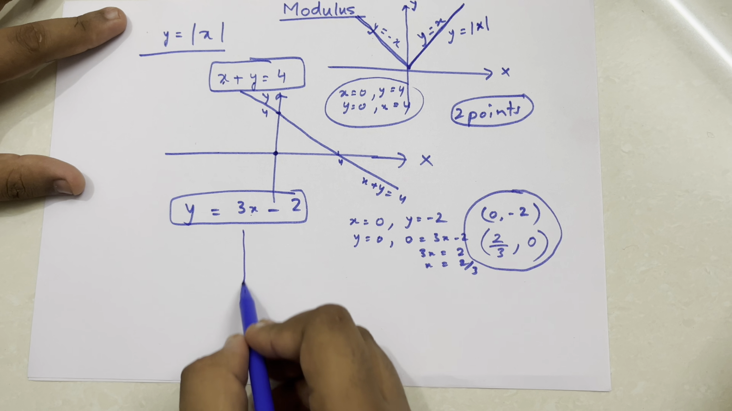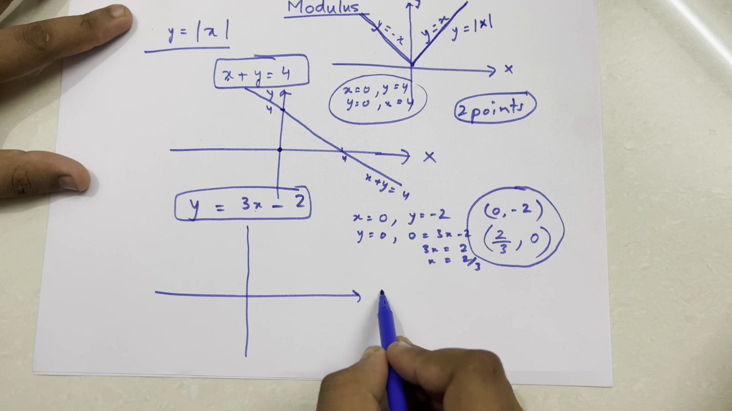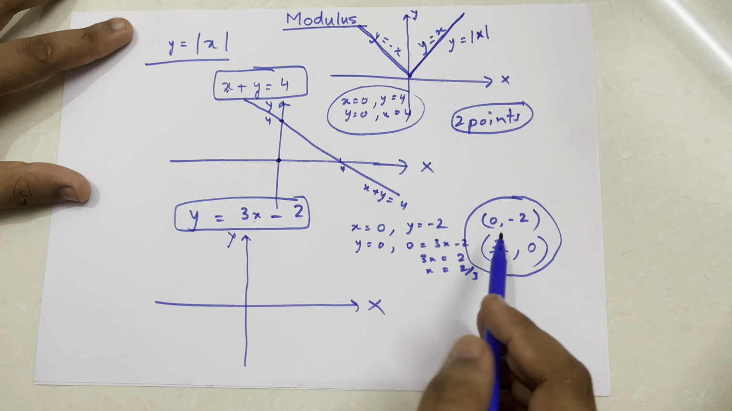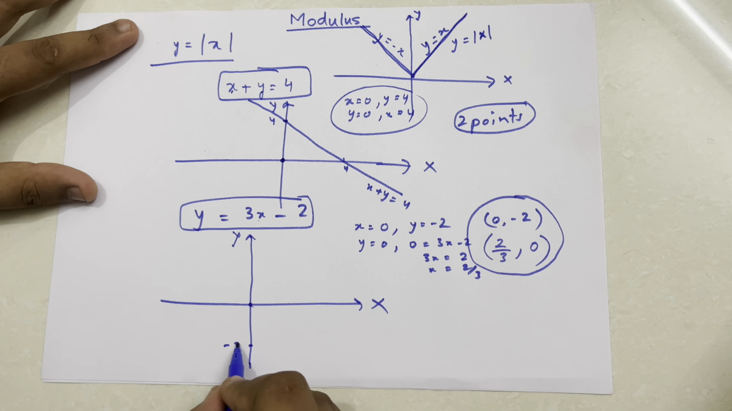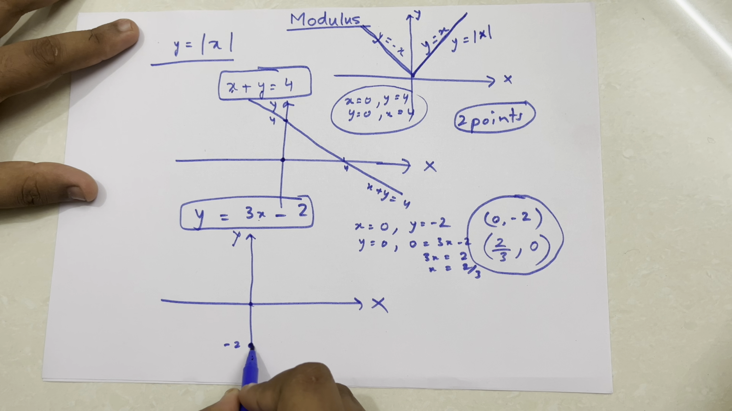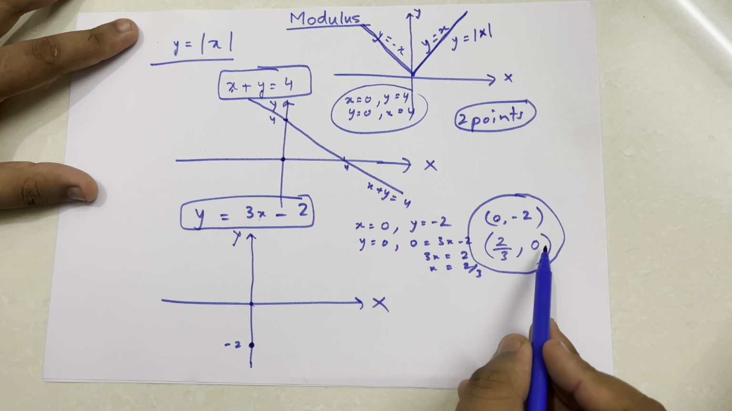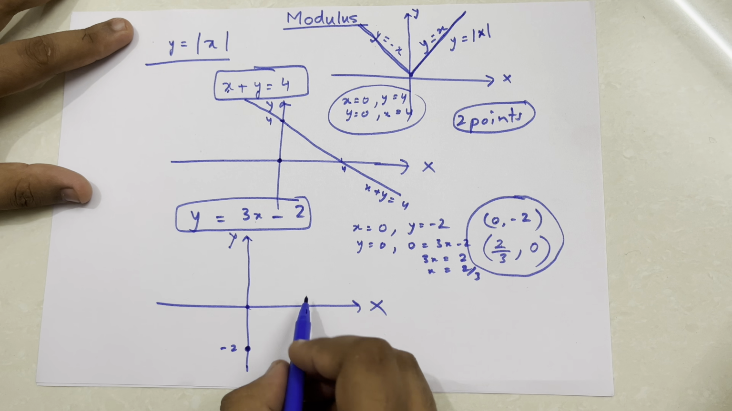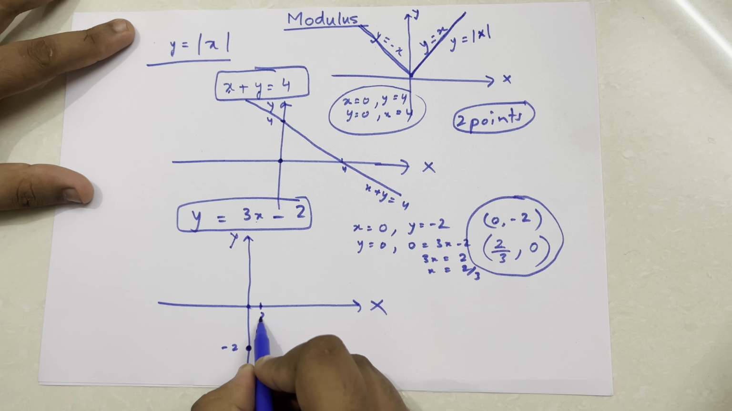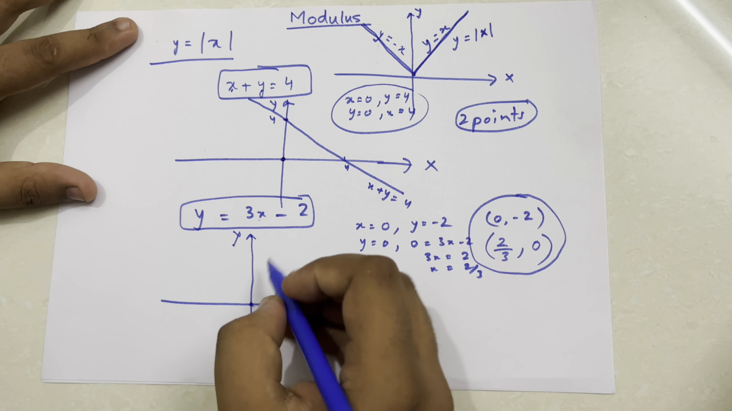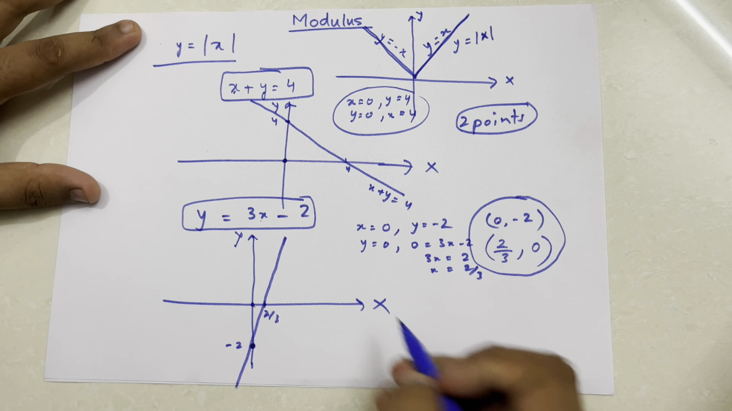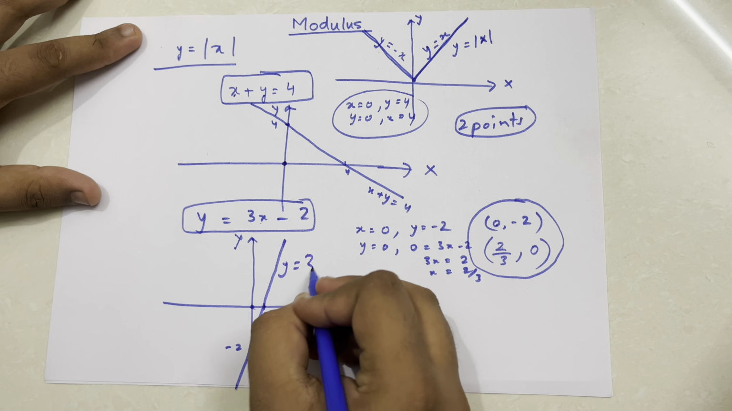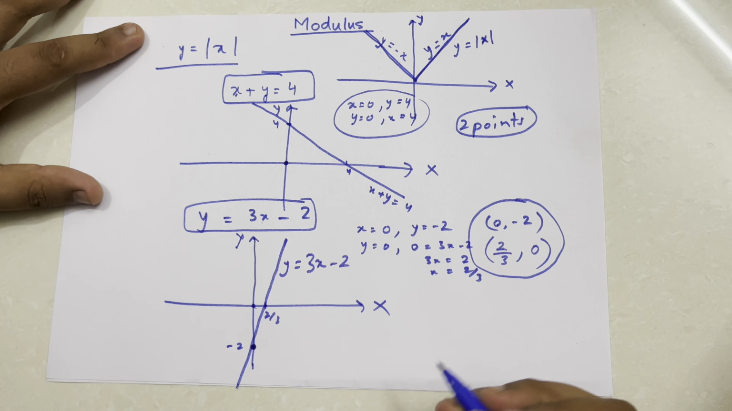So I'm drawing it. Just see over here. This is the x-axis, this is the y-axis. First is (0, -2): x is 0, y is minus 2. So this is 1 point. Second is (2/3, 0): x is 2 by 3, y is 0. 2 by 3 is less than 1. And this becomes the straight line. So the equation of this is y is equal to 3x minus 2, and it will look like this.